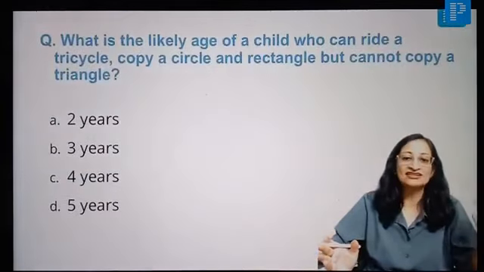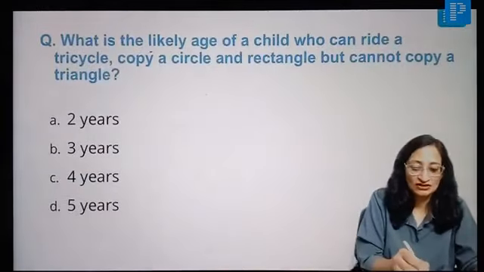So moving ahead, what is the likely age of a child who can ride a tricycle, copy a circle and rectangle, but cannot copy a triangle, right? So you have to know the timing of some of these basic milestones, and then we'll be able to answer this question. Here comes the importance of reading the entire question very, very carefully. Don't just see rides a tricycle and mark it as 3 years. No. Because some other milestones are also mentioned, like copies a circle and rectangle, but cannot copy a triangle. So let us first do a quick recap of some of the very important developmental milestones, and we come back to answer this question. Meanwhile, I want each and every one of you to answer it correctly. Give it a thought once again. What should be the best answer?